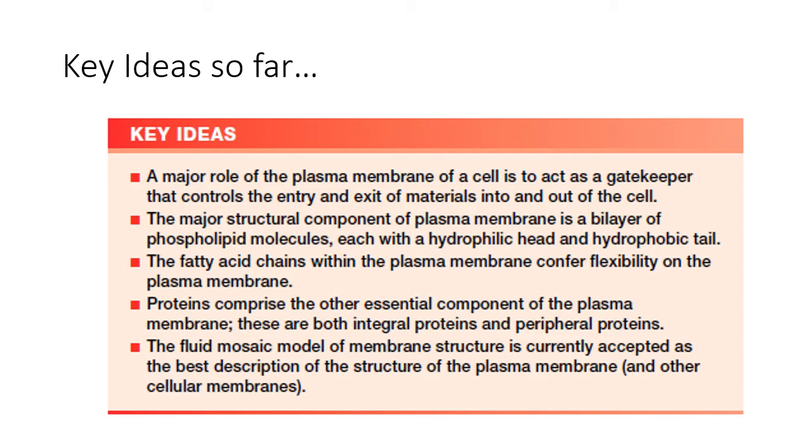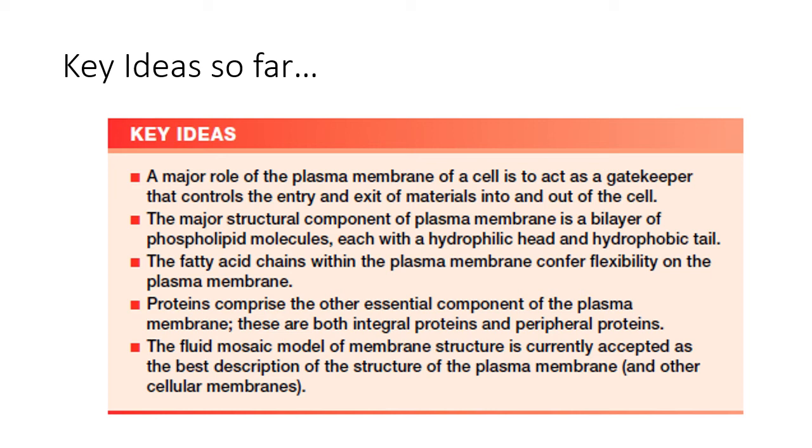So key ideas so far we have. A major role of the plasma membrane of a cell is to act as a gatekeeper. So this controls the entry and exit of materials, both into the cell and out of the cell. The major structural component of the plasma membrane is a bilayer, so 2 layers, of phospholipid molecules. Each of these layers has hydrophilic heads and hydrophobic tails. And remembering that the hydrophilic heads face towards the extracellular environment or the intracellular environment, and the hydrophobic tails face inwards because they repel this watery substance.